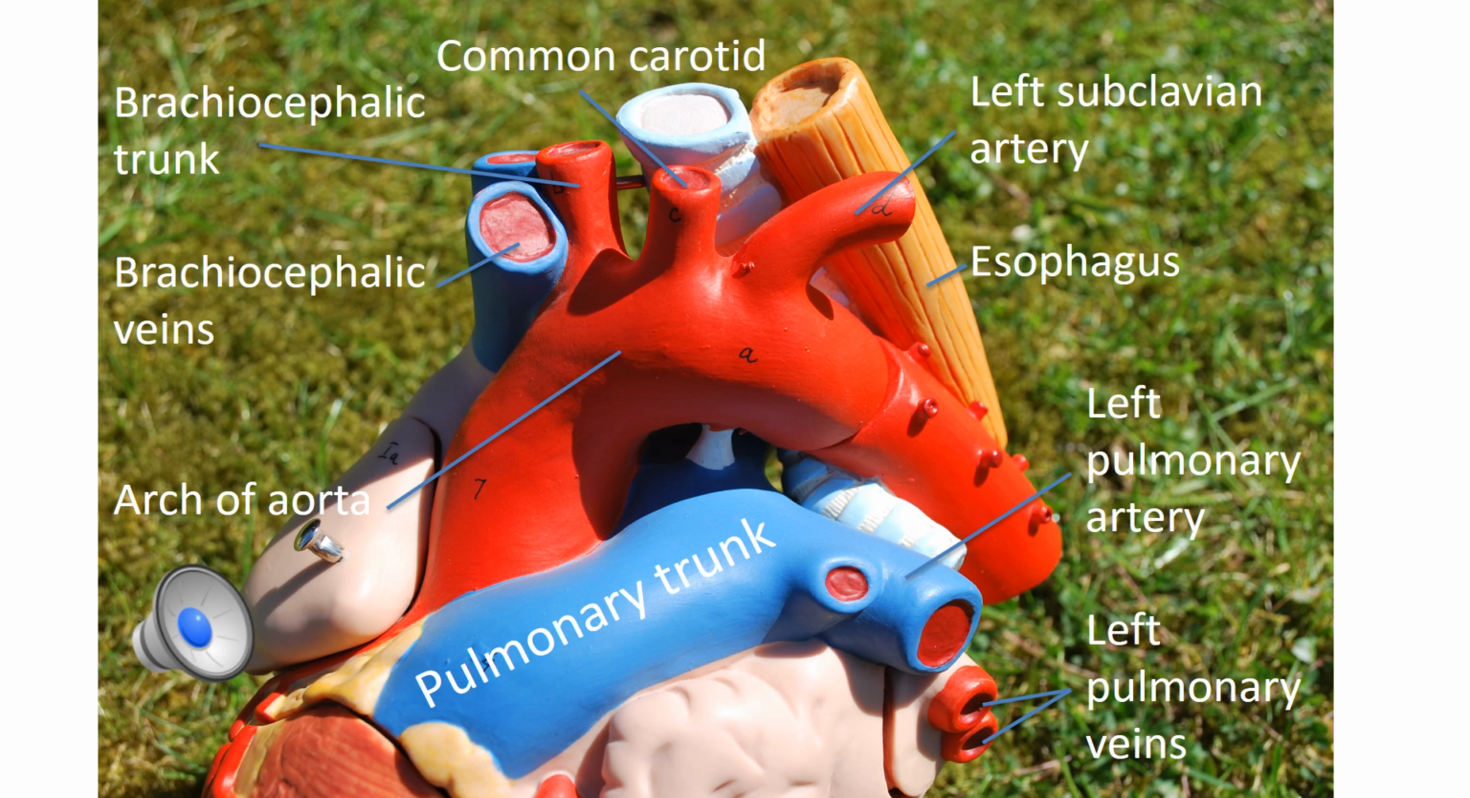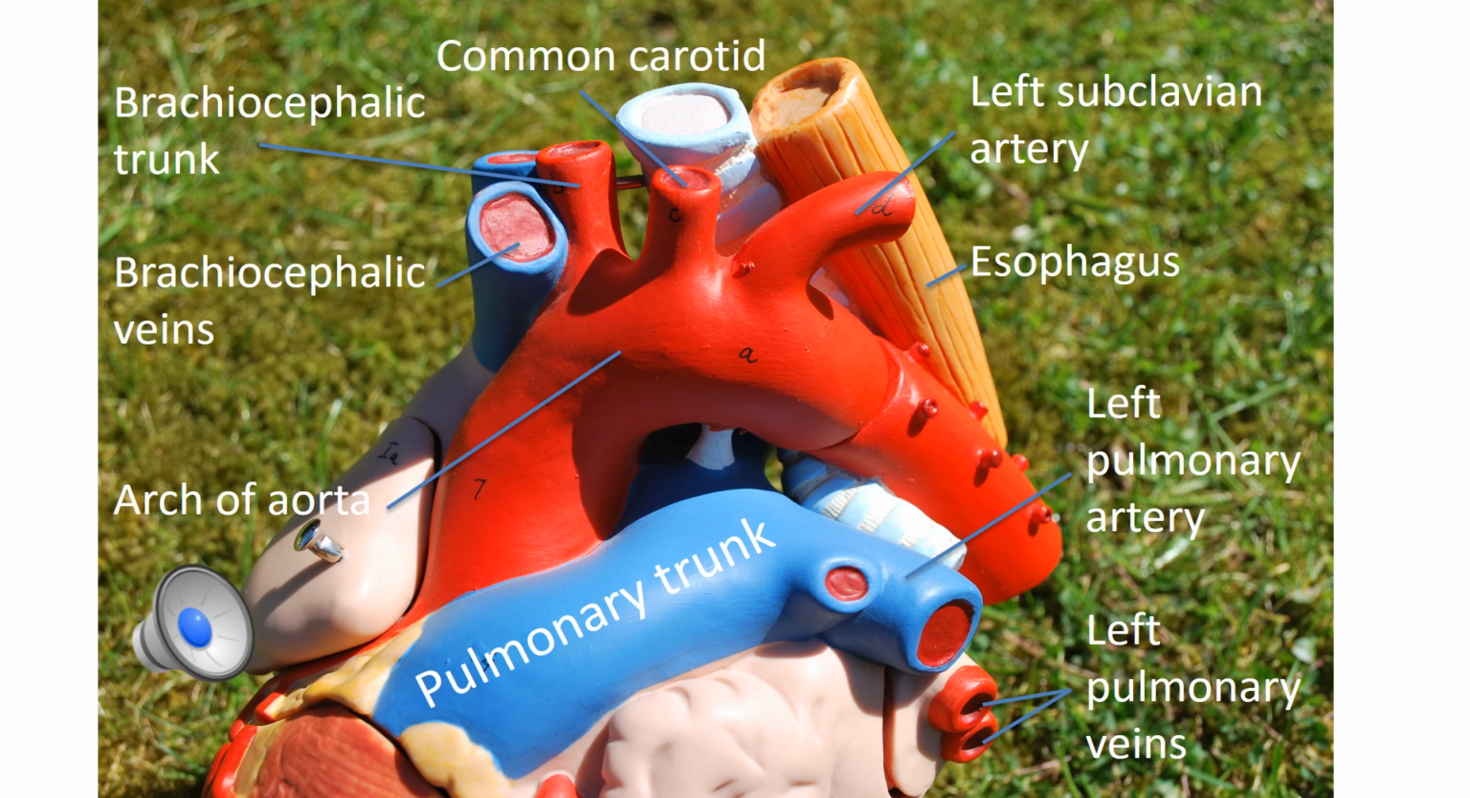There's the right and left brachiocephalic vein which drain into the superior vena cava. And we notice the arch of the aorta carrying blood out of the left ventricle, and the main pulmonary trunk which divides into the right and the left pulmonary artery. And the pulmonary trunk, of course, leaves the right ventricle.